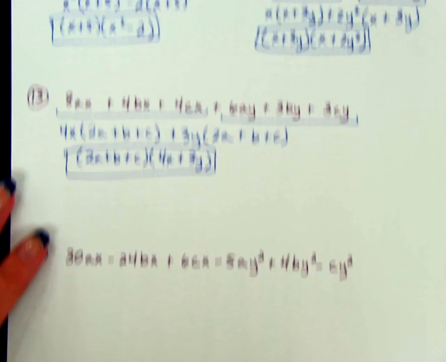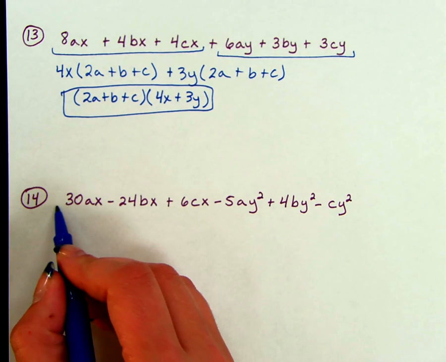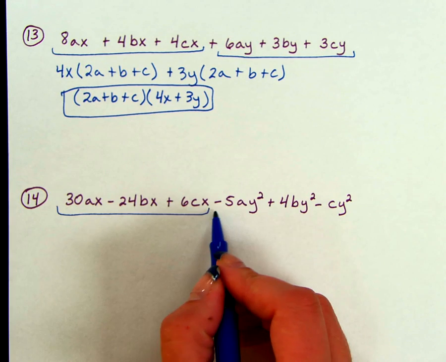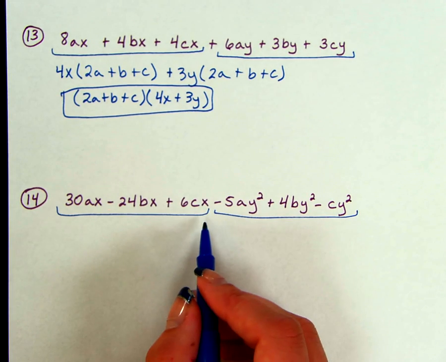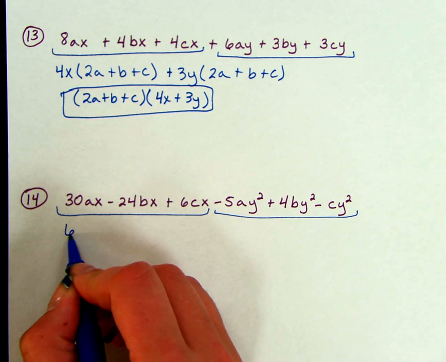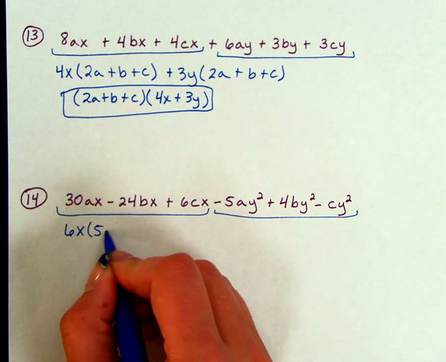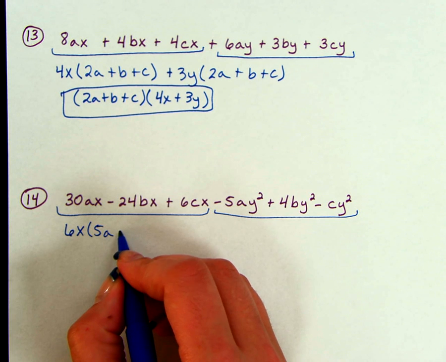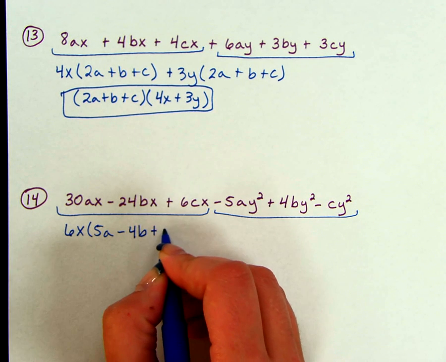All right, one more problem. So again, looking at 14, we have an even number of terms. So I'm just going to try grouping the first three and the last three. So from the first three, we can take out a 6 and an x. So by doing that, we will have 5a minus 4b plus c.